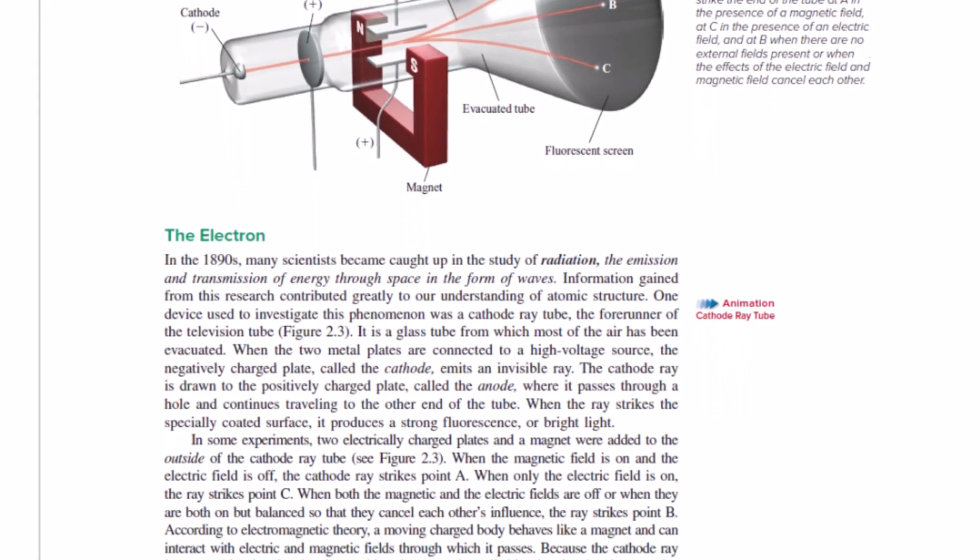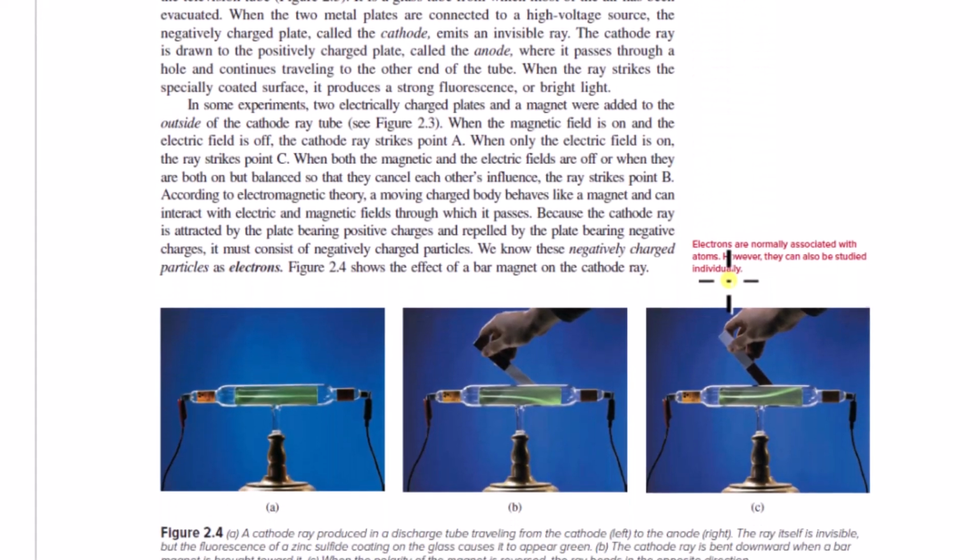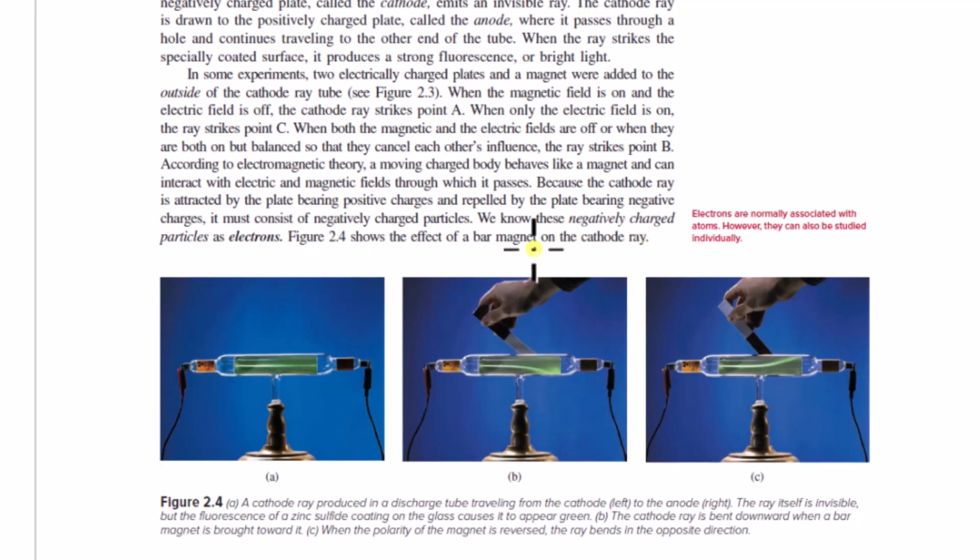Based on the way it was deflected by the magnet and the charged plates, they also knew that whatever the particles were in these invisible rays, they were negatively charged. So that's how the electron was discovered.